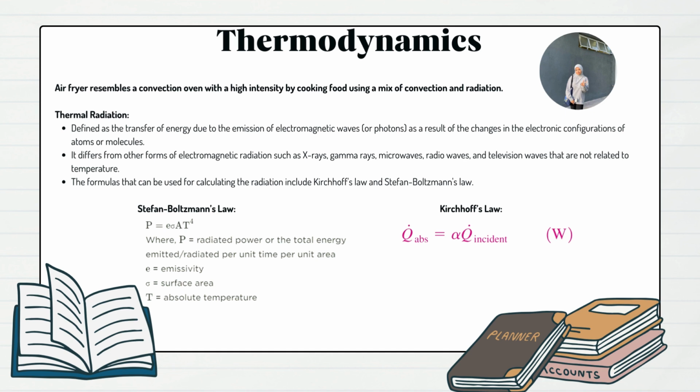The formulas that can be used for calculating the radiation include Kirchhoff's law and the Stefan-Boltzmann law. For the Stefan-Boltzmann law, P is radiated power or radiated energy emitted, E is equal to emissivity, sigma is the Stefan-Boltzmann constant, A is equal to surface area, and T is equal to absolute temperature. Meanwhile, for Kirchhoff's law, heat absorbed is equal to alpha times heat incident.